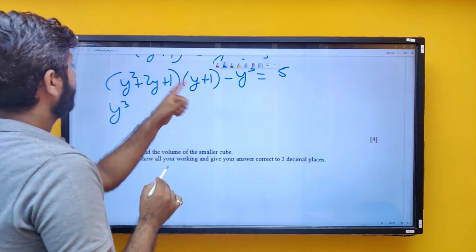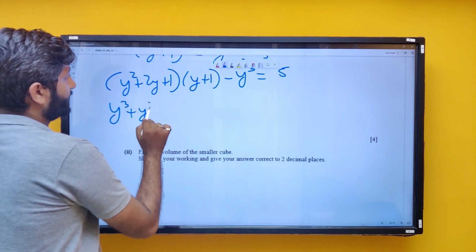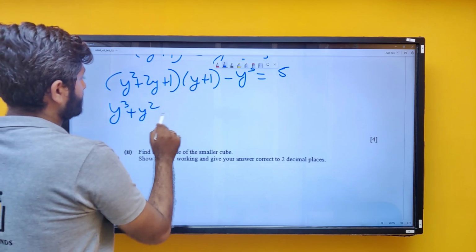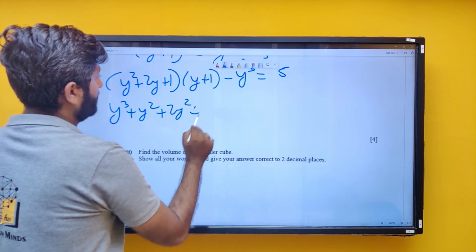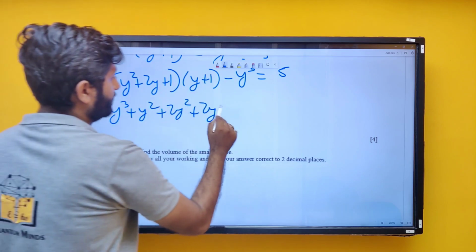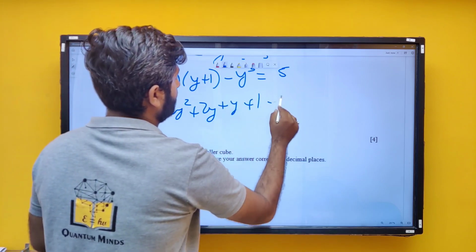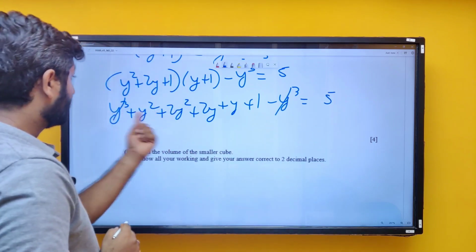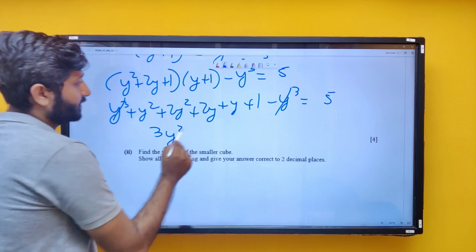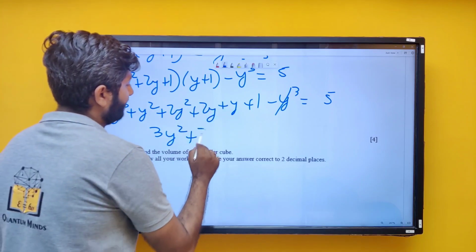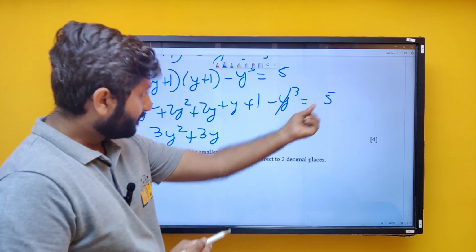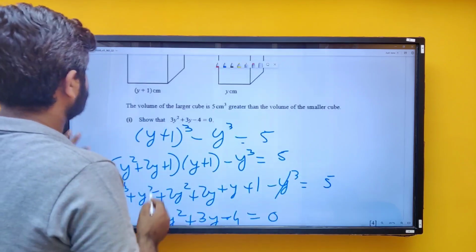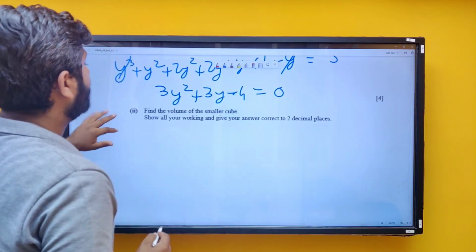So y cube plus y square plus 2y square plus 2y plus y plus 1 minus y cube equals 5. Y cube will get cancelled. 2y square plus y square is 3y square. 2y plus y is 3y. And 1 minus 5 is minus 4 equals 0. I think this is what we were supposed to prove.